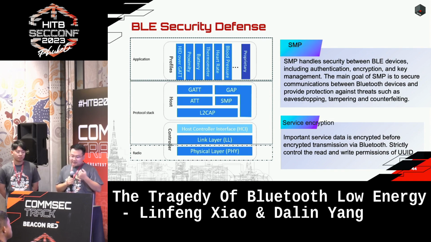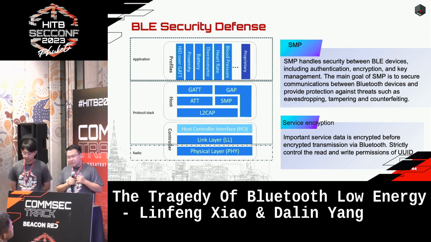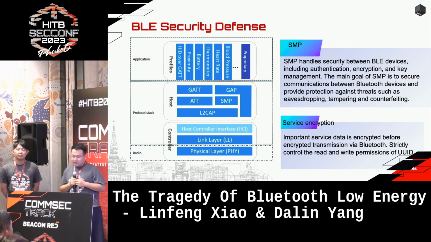The defense measures at the GATT layer are as follows. SMP handles security between BLE devices, including authentication, encryption, and key management. The main goal of SMP is secure communication between BLE devices and providing protection against threats such as eavesdropping, tampering, sniffing, and man-in-the-middle attacks. Important service data is encrypted before transmission via BLE. Strictly controlling the read and write permissions of UUIDs is also needed.